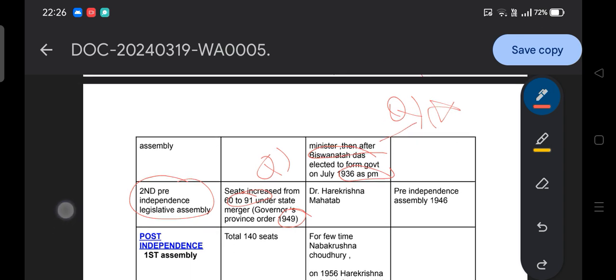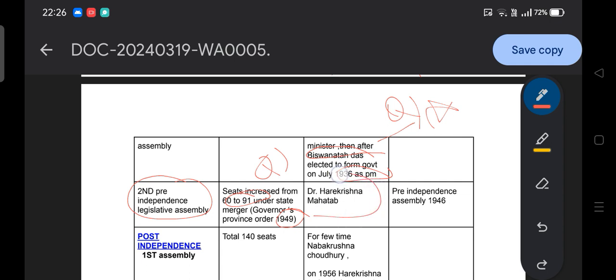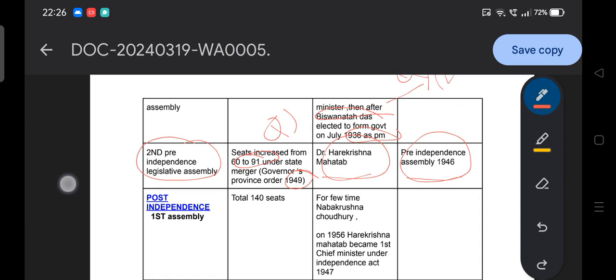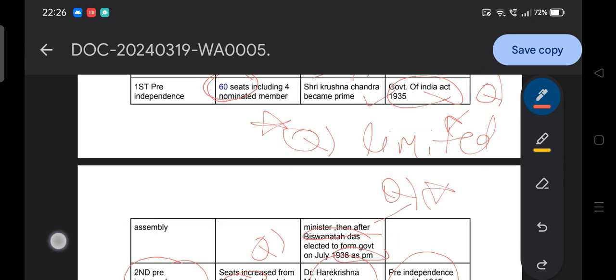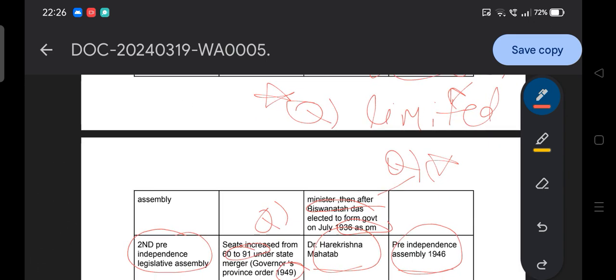So you have to remember. And at that time who was the prime minister? Dr. Harekrushna Mahatab. During the second pre-independence legislative assembly, Dr. Harekrushna Mahatab was prime minister, and this legislative assembly was formed under the pre-independence assembly 1946 act. That is the main thing you have to remember, as they can ask the question from here. You have to write that down as well. I will also ask the question in your MCQ, so be prepared for that. This is how the two pre-independence legislative assemblies were during the time before independence.